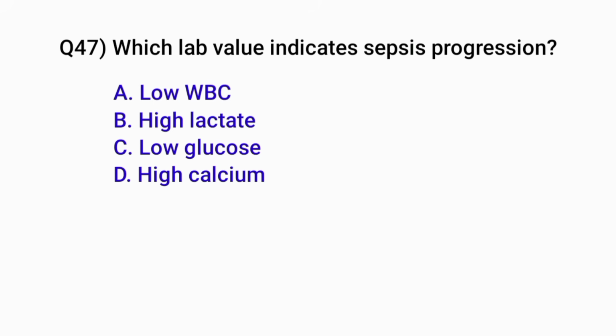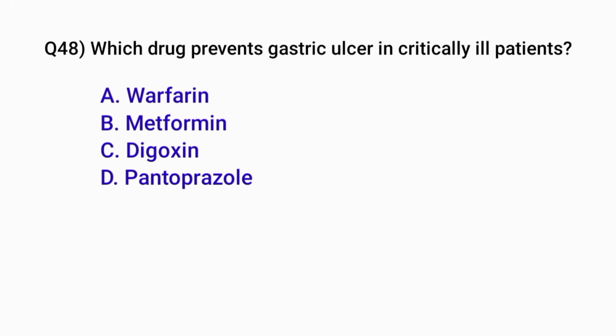Question number 47. Which lab value indicates sepsis progression? Correct option is B, high lactate. Question number 48. Which drug prevents gastric ulcer in critically ill patients? Correct option is D, pantoprazole.